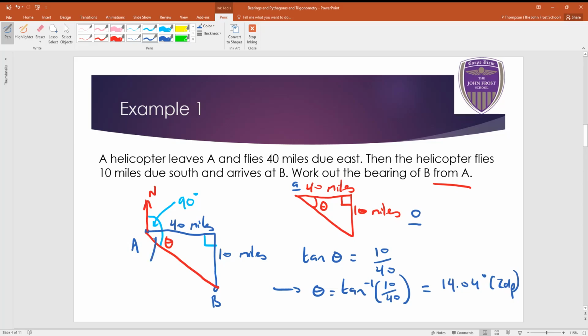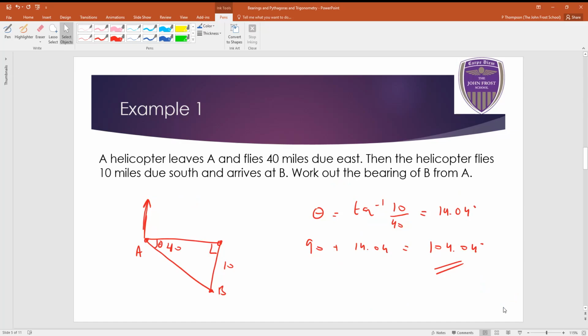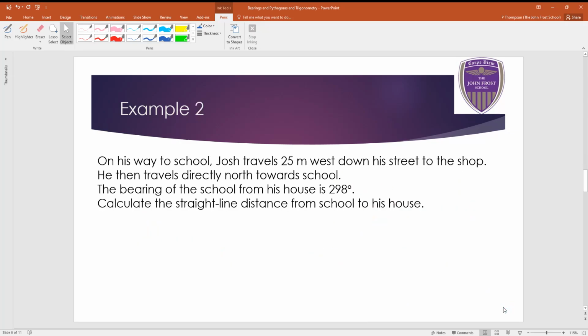So if this here is 14.04 degrees, I hope you see, to get the total bearing, you would do 90 plus the 14.04. That gives me 104.04 degrees. And then we're done. That's example 1. All right, and there's my solutions as well.